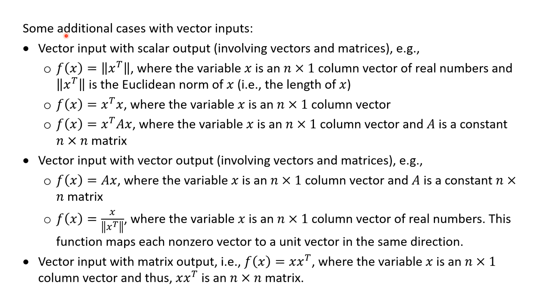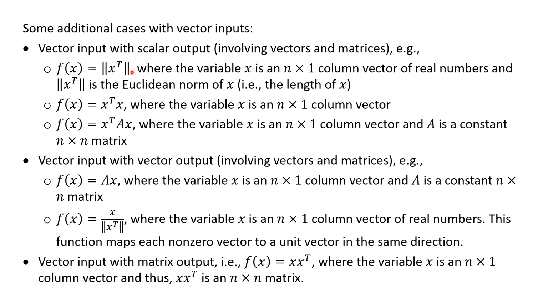Let's look at some additional cases with vector inputs. So x here is a column vector in all these examples. And I'm just giving you the statement of the problem here. Later on in the subsequent lessons, I'll talk about solutions to at least some of these. So the first one is we have a vector input x, and then x transpose. I just did this because normally the norm of a vector takes in a row vector.